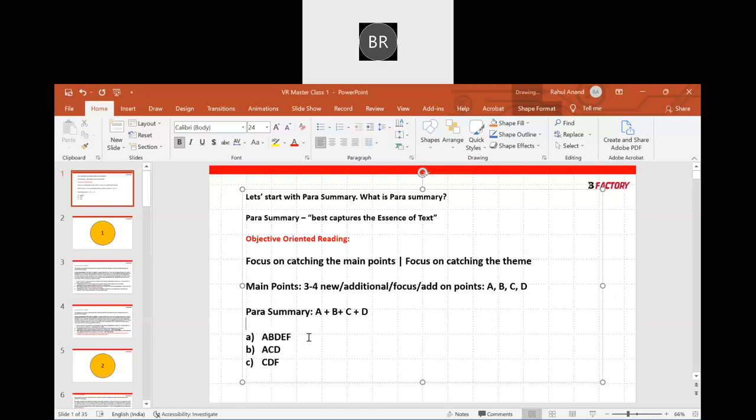So why do we say that, Salvi? Correct, Rashid, Salvi, everyone. Because E and F are not mentioned, right? If something is not mentioned, it cannot be a part of the summary, right? Similarly here, F is not mentioned, right?